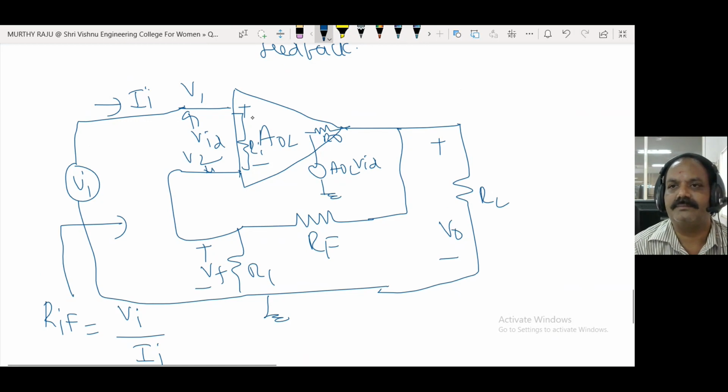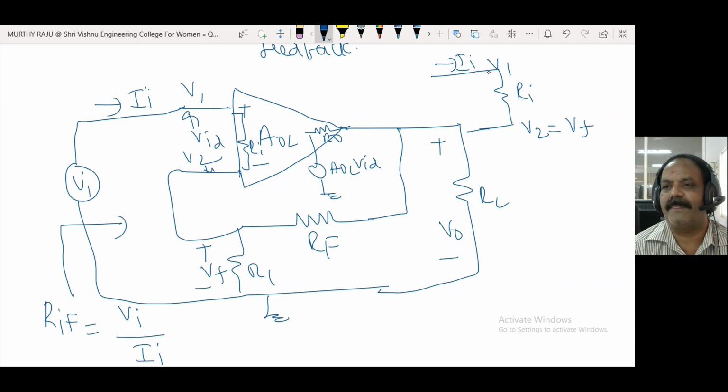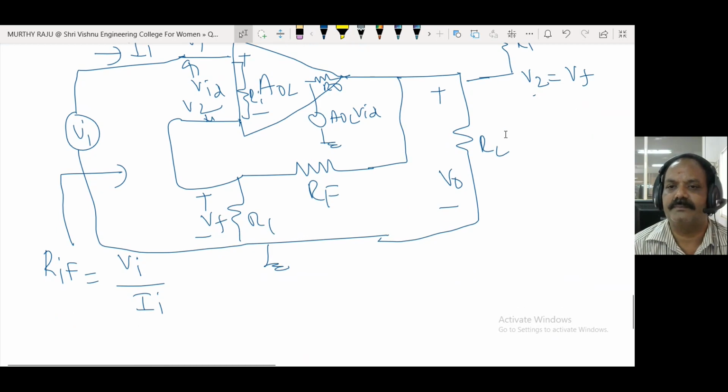I is equal to, here are two, this is the resistance RI. This one is V1, this one is V2. V2 is also called the VF. The current IA is equal to V1 minus V2 by R. We know that IA is equal to V1 minus V2, where V2 is the VF measured across R1.